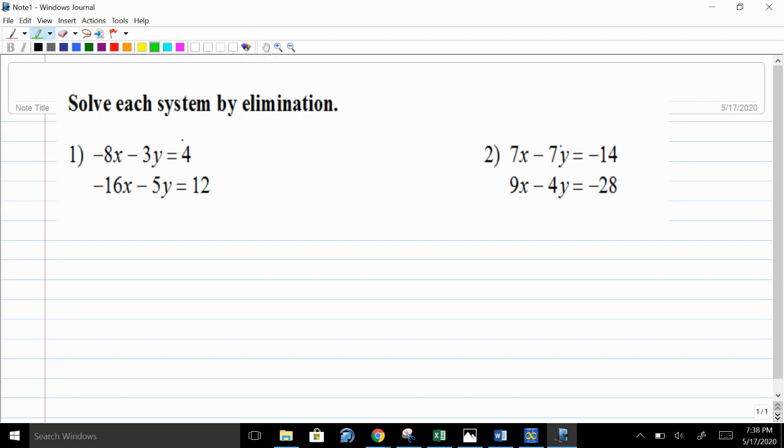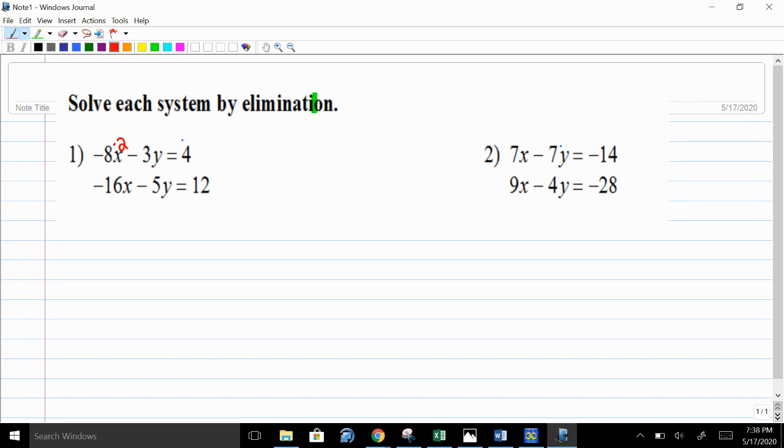If we look at number one, you have a negative 8x on the top, you have a negative 16x on the bottom. The signs we'll worry about later. You want to ask yourself real quick, and it's not going to take you too long to figure out, can I turn an 8 into a 16 by multiplying? The answer there should be yes. You can turn an 8 into a 16 by multiplying. We're going to multiply by 2. So I'm going to multiply that 8 by 2.